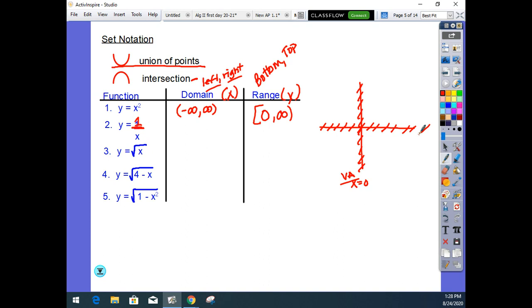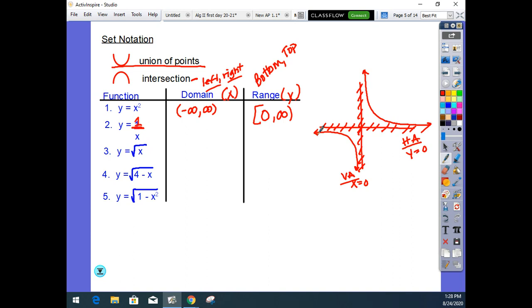But our horizontal asymptote is at y equals 0, because our y values, as x gets really, really big, I'm taking 1 divided by a really, really big number, and my y is getting smaller and smaller and smaller. So hopefully you remember this particular graph. If not, I would maybe do little sketches along the side. I'm doing mine kind of big just so you can see it really clearly.